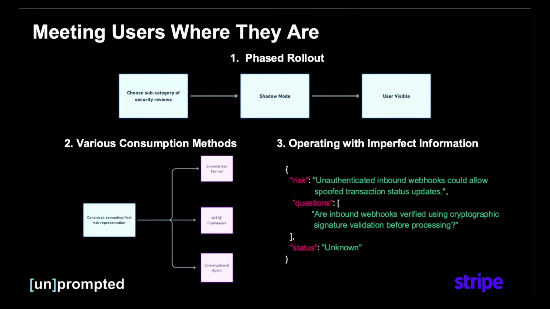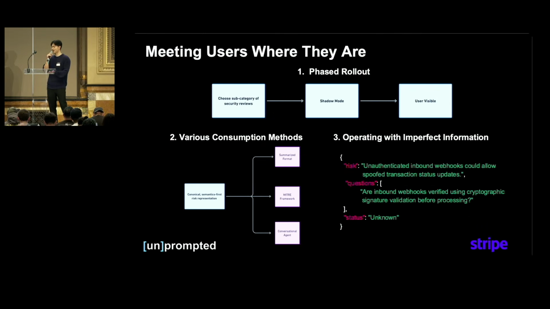Cool. So speaking about meeting users where they are, we want to highlight a couple of key actions that we took as a team to make sure that users were kept involved in the process. So the first one is phase rollout.